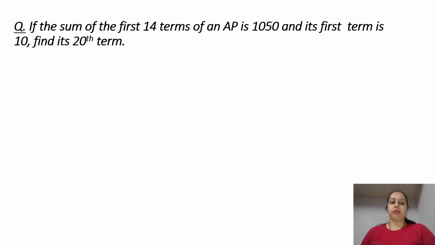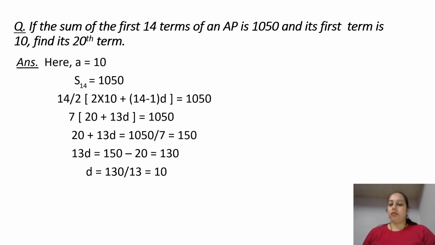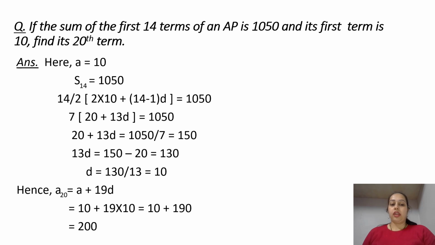Let's see another problem. If the sum of the first 14 terms of an AP is 1050 and its first term is 10, find its 20th term. According to the question, we have our first term, which is 10. We have the sum of 14 terms, S14, as 1050. So let's substitute the values in the sum formula with n as 14 and a as 10. Solving this, we get the value of d, which is 10. Now we have the first term and the common difference, so we can find the 20th term. a20 will be given as a plus 19d. Substituting the values, we get the answer as 200.